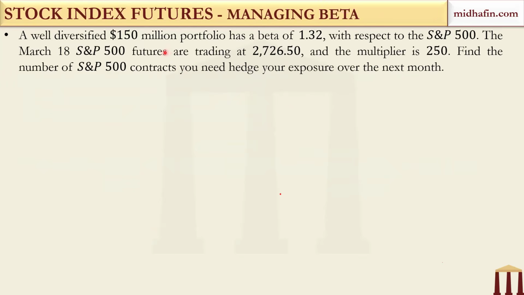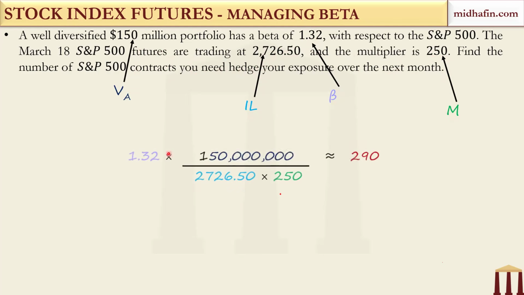So a well-diversified $150 million portfolio has a beta of 1.32. The index level is given, multiplier is given. So it's very straightforward. This is your VA, $150 million. This is your IL, 2726. This is your beta, 1.32. And this is your multiplier, 250. So again, VA divided by IL times M, that was the expression earlier, but this time you have to also multiply it with beta. So 290 contracts are required to hedge your exposure over the next month.